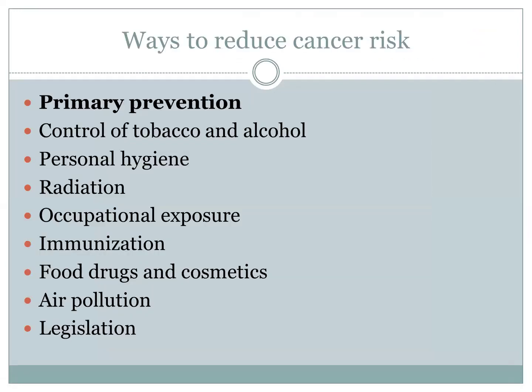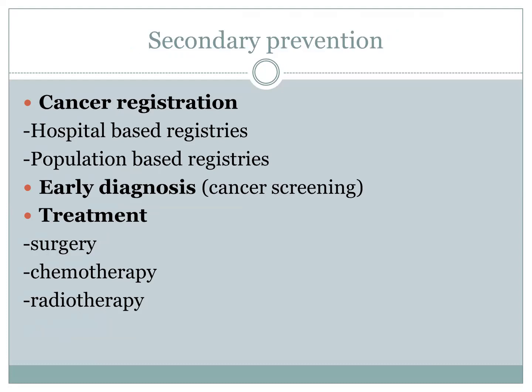So how can we reduce cancer through primary prevention? Control of tobacco and alcohol, personal hygiene, limiting radiation exposure, limiting occupational exposure to certain environmental factors, immunization, regulation of food, drugs, and cosmetics, air pollution, legislation. Secondary prevention includes cancer registration by hospital-based registries and population-based registries, early diagnosis, cancer screening, and treatment. Treatment includes surgery, chemotherapy, and radiotherapy.